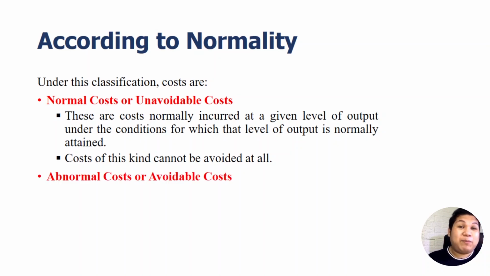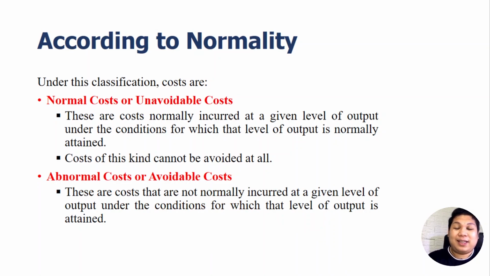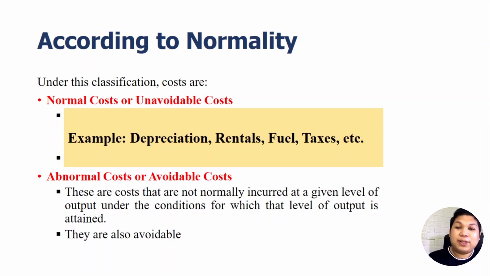On the other hand, abnormal costs or avoidable costs, these are costs that are not normally incurred at a given level of output under conditions for which the level of output is attained. So, in contrast to normal costs, abnormal costs are anything that is not normally or regularly incurred in the operation or in the production. And these costs are also avoidable. Examples of normal costs are depreciation, rentals, fuel, taxes, salaries, and so on. These are all normal and you cannot avoid that. These are all unavoidable. You need to pay for this, okay? Unless you are not renting, okay?